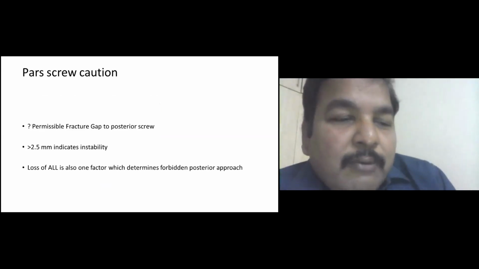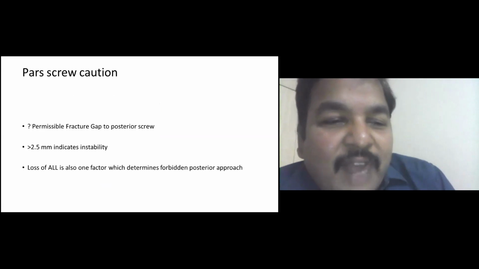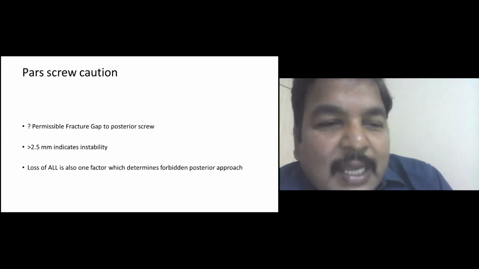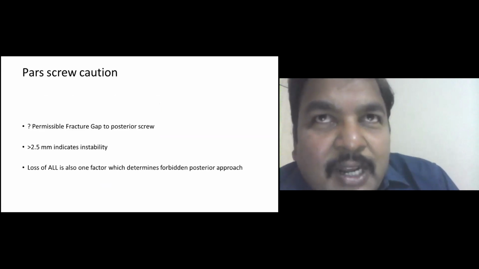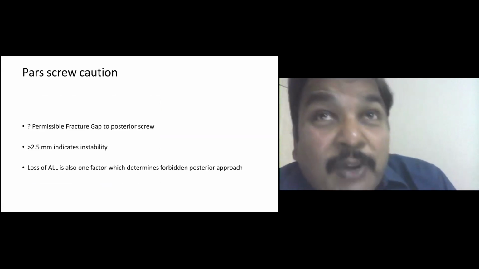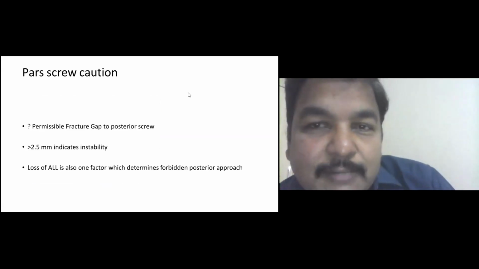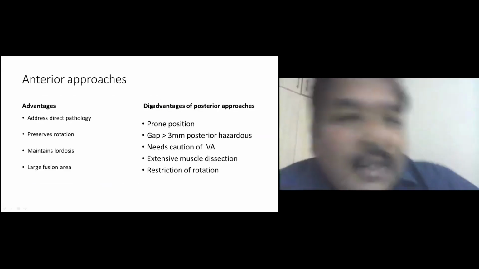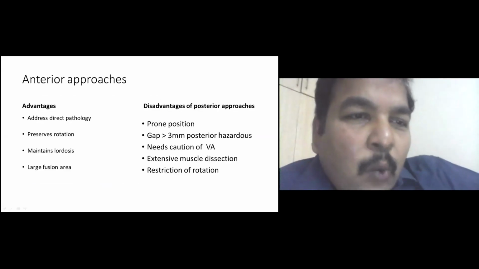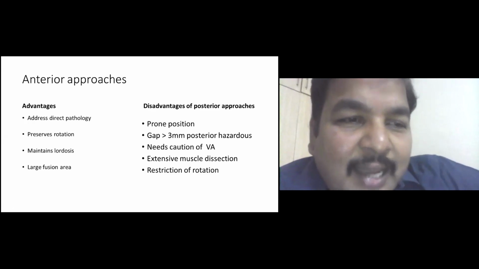So loss of or tear of the anterior longitudinal ligament is also a factor which you should take into consideration, so as not to go from the back to put a pars screw through, in order to avoid disastrous consequences. So the advantages of anterior approaches are: one, we can address the pathology directly.